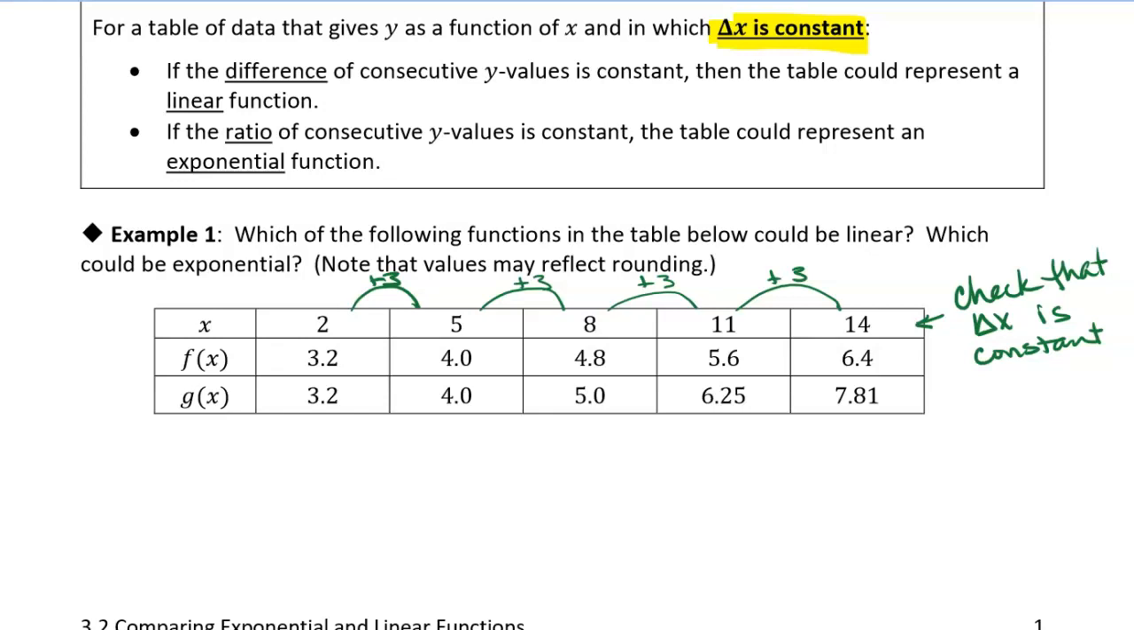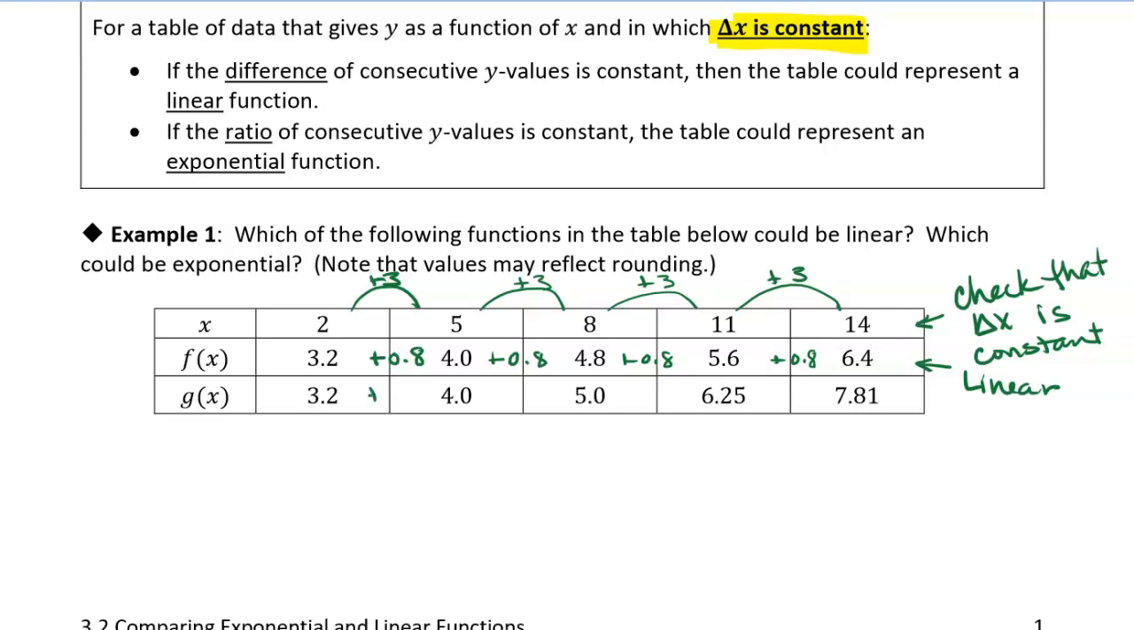So let's look at the difference between consecutive terms here. For f of x, it looks like 3.2 to 4.8. That's an increase of 0.8, and this is also an increase of 0.8 and 0.8 and 0.8. So if you take the difference between any of these consecutive values, you get 0.8. So it looks like this one is linear. Now, if we do the same thing for this one, I think they could both be linear. I might be throwing you a curveball.